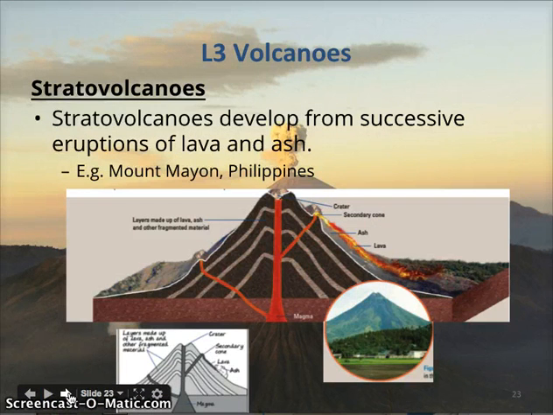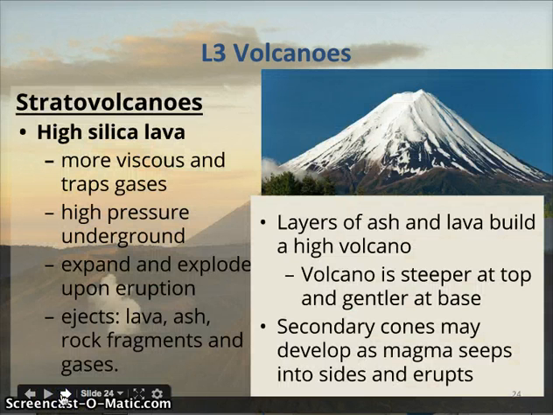Now, on the other hand, we have stratovolcanoes, which have much steeper sides and look more like the mountains we expect. These develop from successive eruptions of lava and ash. An example you can see is the Mount Mayon of Philippines. Unlike shield volcanoes, stratovolcanoes are formed from high silica lava, which is more viscous and traps gases. This magma is formed from the high pressure melting of oceanic plate underground during plate convergence, which also traps water and associated gases. The magma is angry and boiling and expands and explodes upon eruption, raining lava, ash, rock fragments, and gases on the earth.